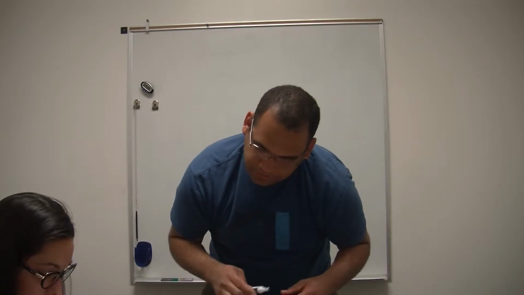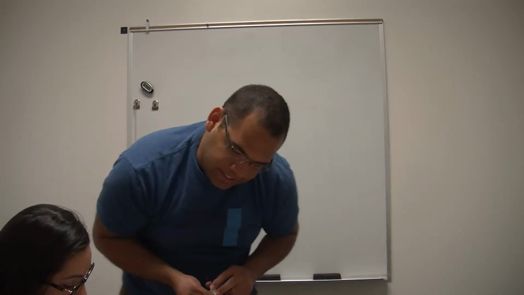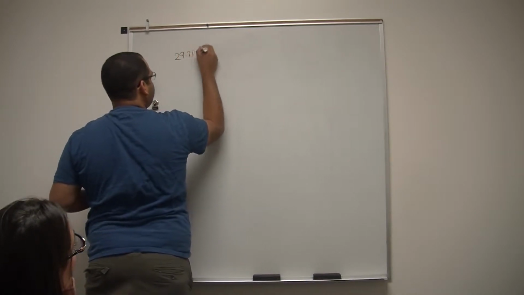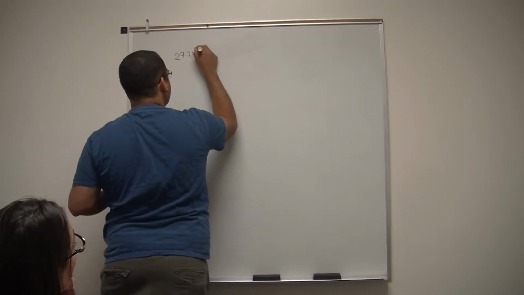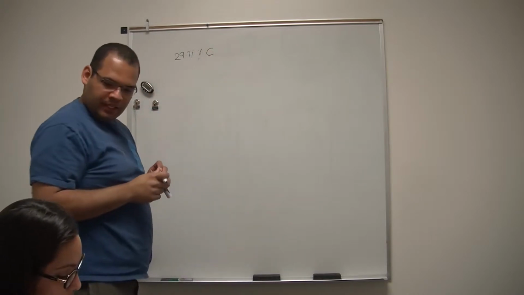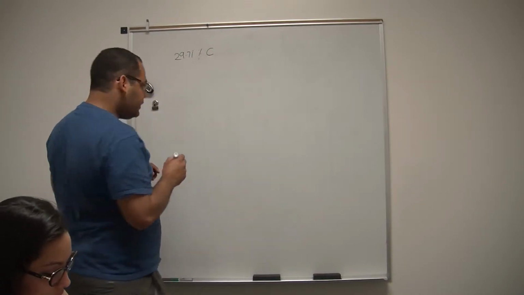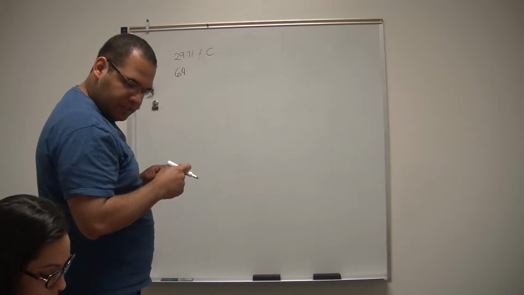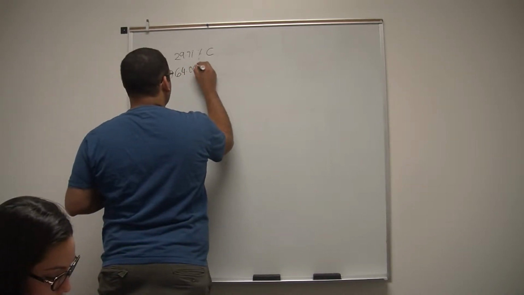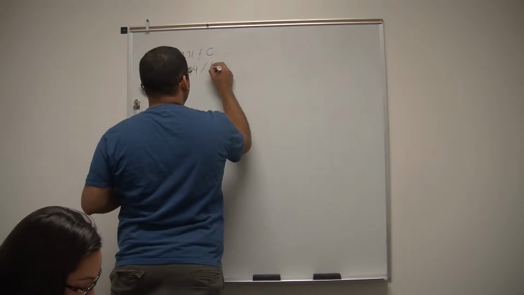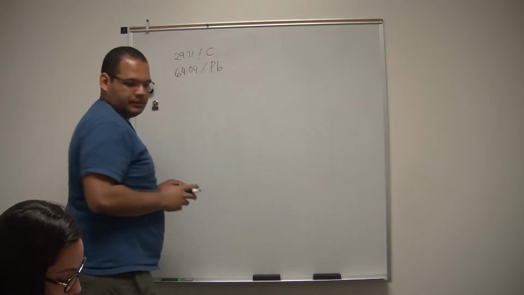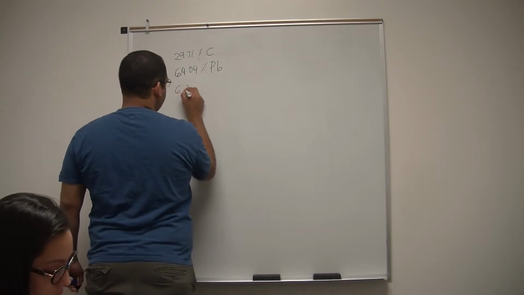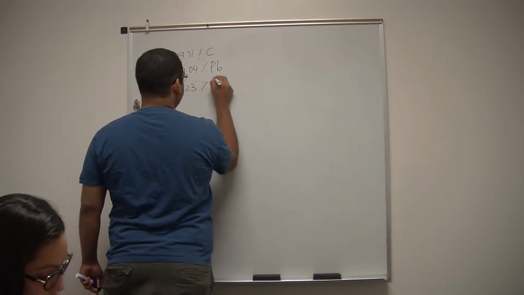Let's work through that. So he said that 29.71% is carbon, 64.06 is Pb, lead, and 6.23% is hydrogen. 2.3? Yes.